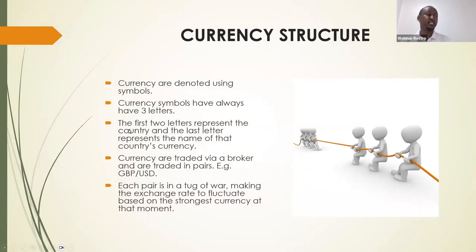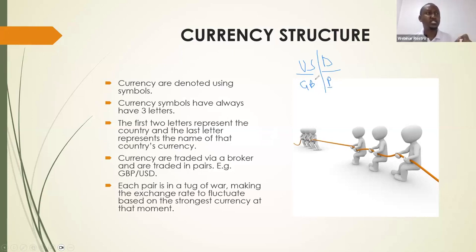It is not in vain that it is designed that way. The first two letters represent the country, and the third represents the name of the currency of that country. With USD, the first two letters represent the country, the United States, and the third represents the currency. With GBP, the first two represent the country, Great Britain, and their currency name is the pound. That is how currencies are structured.